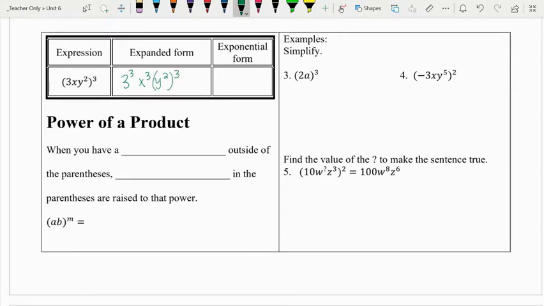Okay. Now, 3 to the third is not 9. It's not 3 times 3. It's 3 times 3 times 3. Okay, which gives you 27. Use your calculator if you need it. Then we have x to the third, and that would become y to the sixth.